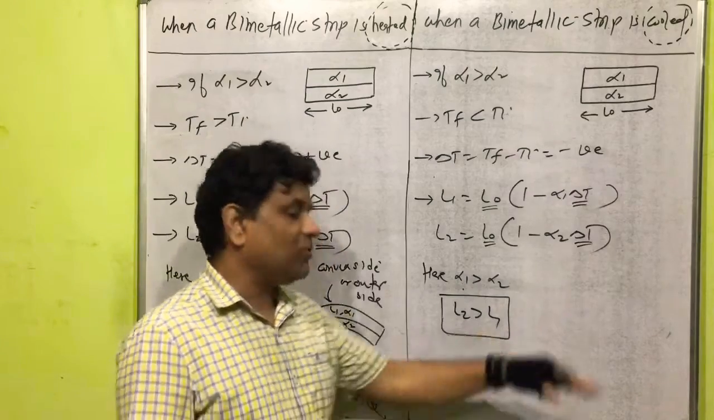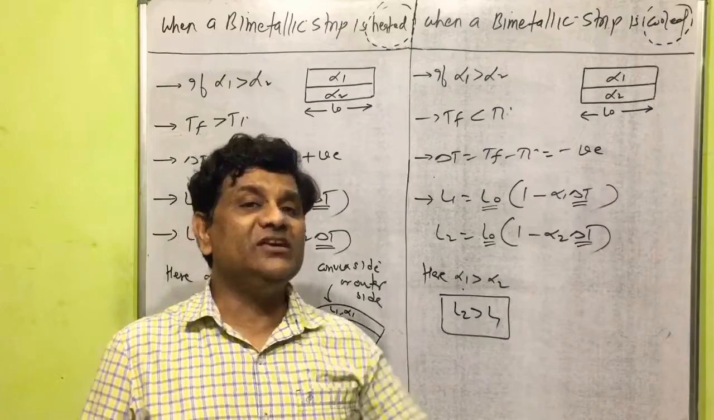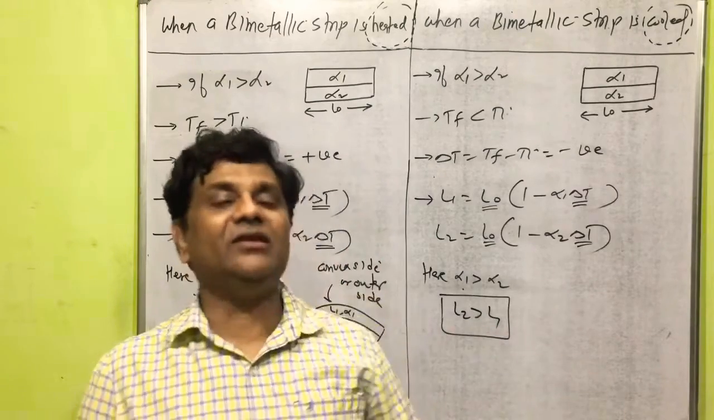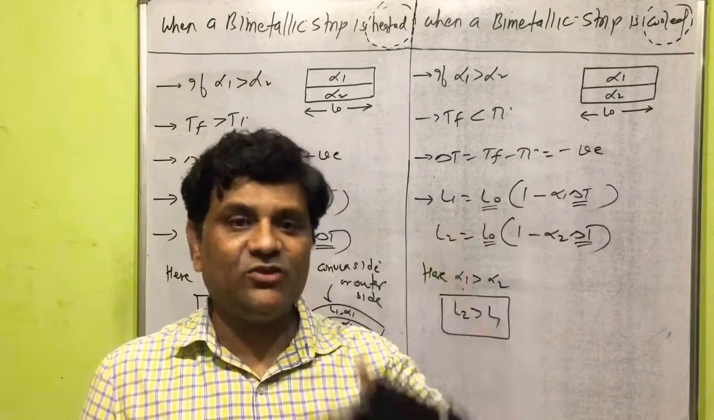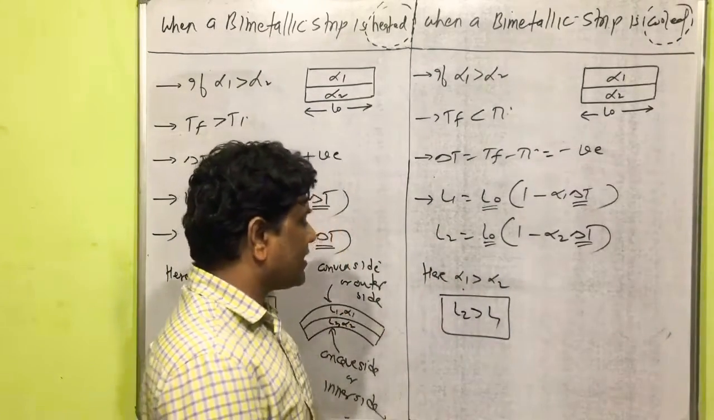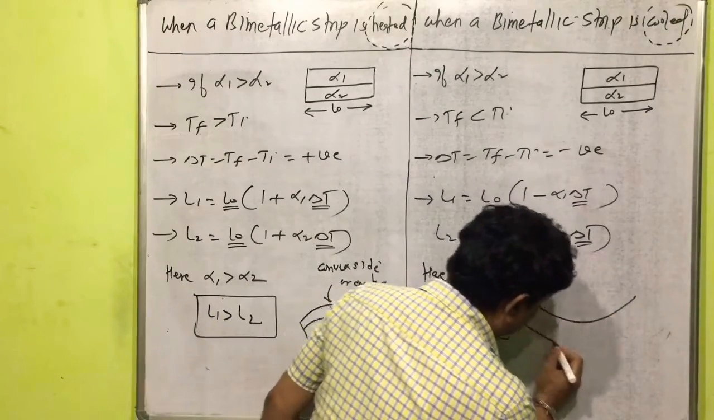Now again, this is the important relation we are taking on the board here. L2 is greater than L1 proves that the bimetallic strip is not straight. It is bending into an arc. Yes, L2 is greater than L1. The diagram will be this, now here.